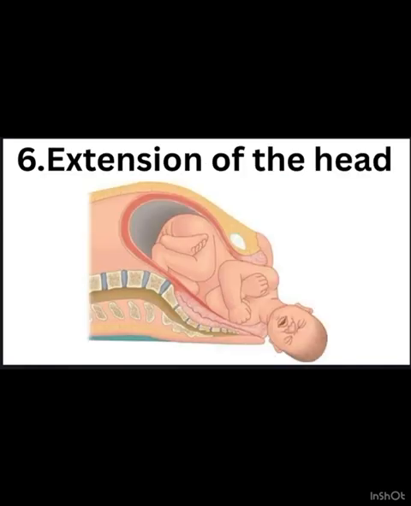So, sixth is extension of the head. In this step, the sinciput, face and chin sweep the perineum and the head is born by the movement of extension. So, after the crowning, the baby's head starts coming out. The head bends backward and moves upward. First the forehead, then the face, then the chin comes out. The baby's head comes out by extension.